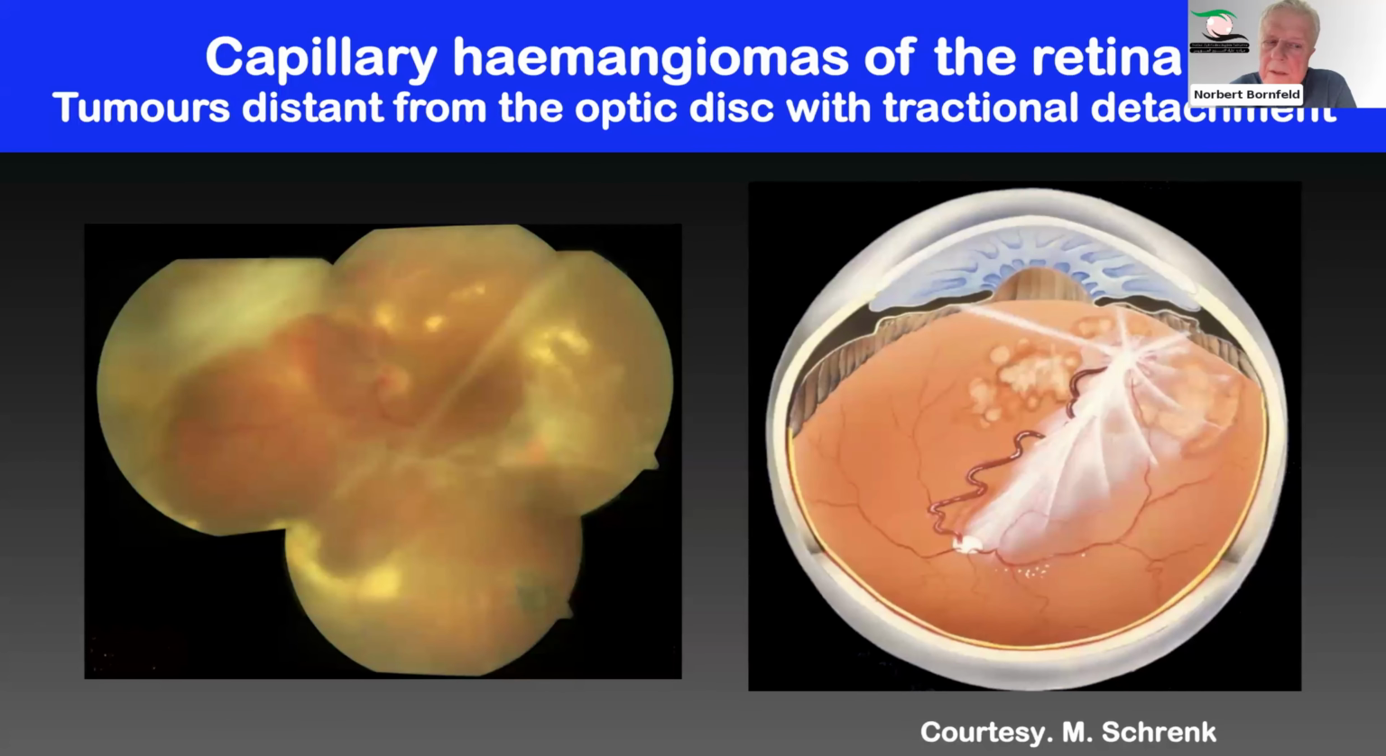If the patient is untreated, these tumors grow, they lead to tractional membranes, tractional detachment, as seen on the schematic drawing on your right. And that is a very complicated situation. If the tumor has progressed so far, as shown in the schematic drawing, it's very hard to treat these tumors. These eyes have a very bad prognosis. So it's essential to detect these tumors very early.